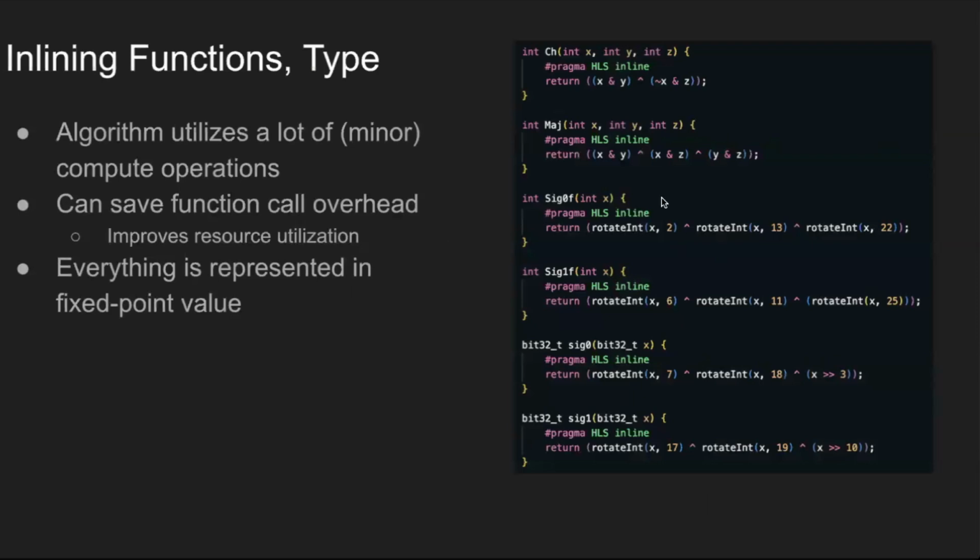The first thing that we did was inline and change the floating point types to fixed point types. So our Bitcoin mining algorithm utilizes many logical functions that perform many bitwise operations on the message. Because these functions are small, choosing to inline these functions helped to reduce function calls, overheads, and therefore saved area and better performance. Additionally, we were able to implement everything in fixed point value, which helps reduce resource consumption on the FPGA as opposed to floating point operations.